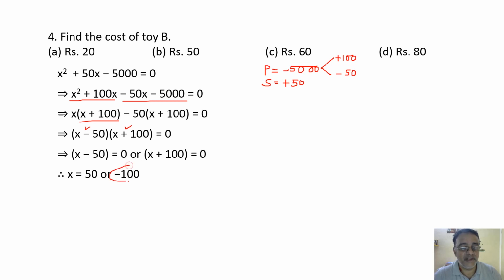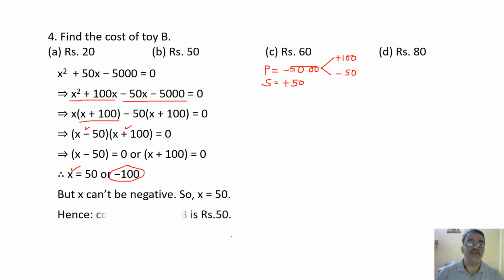Again, x cannot be negative. So the final answer is x is equals to 50. That is cost of toy B is rupees 50. And the correct option is option B, right?